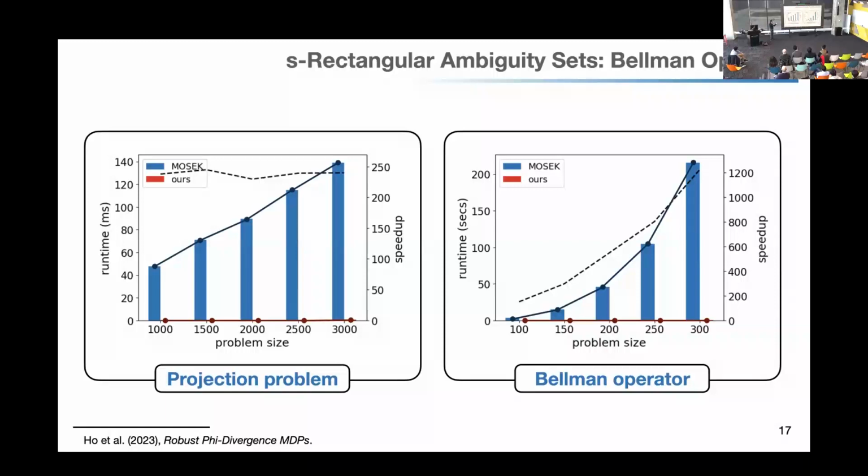these dotted lines give us the speed up of our algorithm, and you can see that for the projection subproblem, we're about 250 times faster than MOSEK. Whereas for computing the robust Bellman operator, the speed up increases, and already for an MDP with 300 states, we are about 1,200 times faster with a very naive implementation. So it really helps to exploit problem structure here.